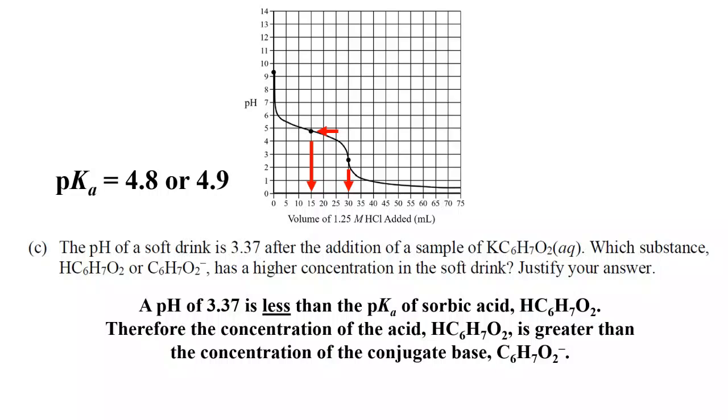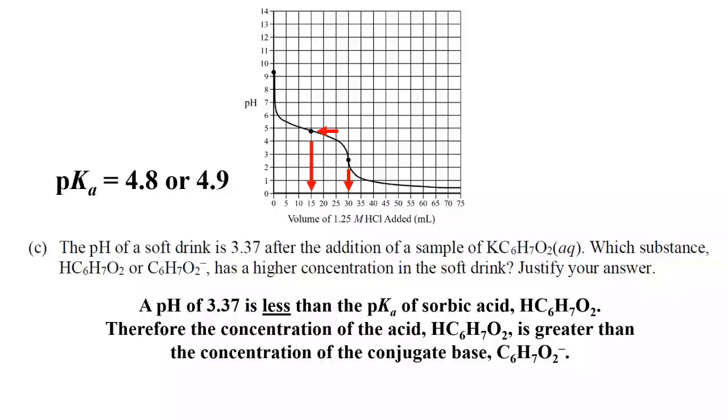A pH of 3.37 is less than the pKa of sorbic acid, which we already estimated from the graph to be approximately 4.8 or 4.9. So since the pH is less than the pKa, the concentration of sorbic acid is greater in the solution than the concentration of the conjugate base.